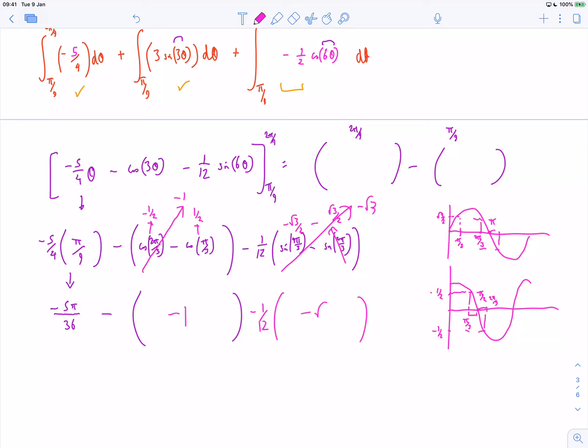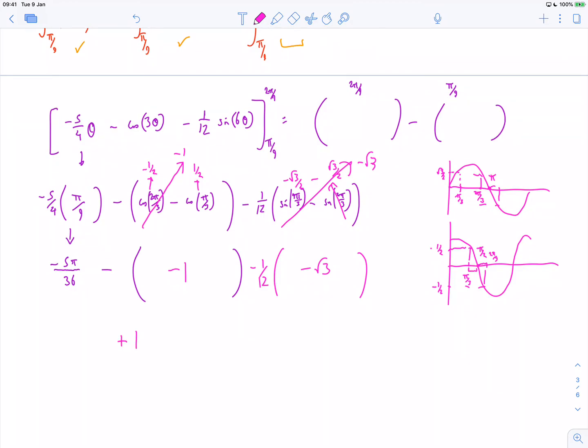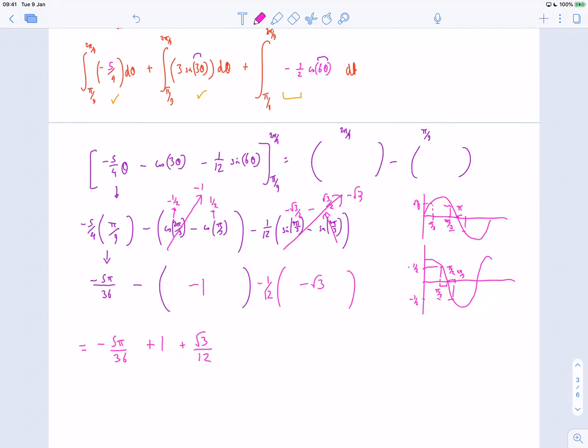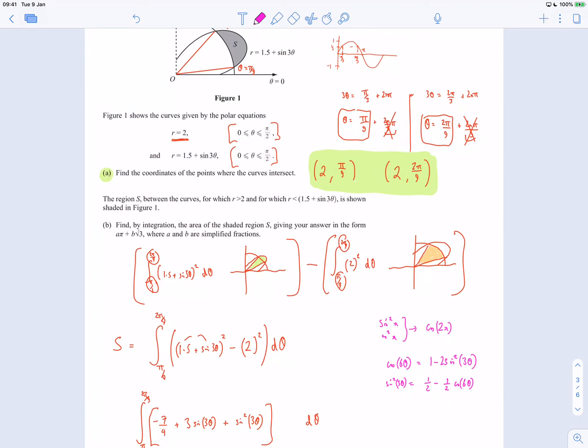So I've actually got that. Minus minus 1 becomes plus 1. Minus a 12th times minus root 3 is actually plus root 3 over 12. And this is minus 5 pi over 36. So actually we're done. But what does the question want? Give your answer in the form of a pi plus b root 3.